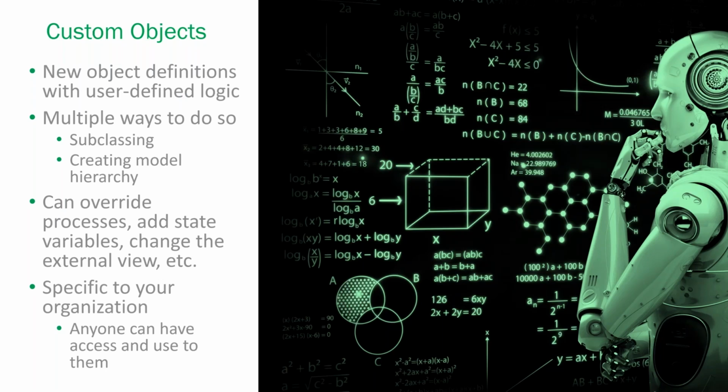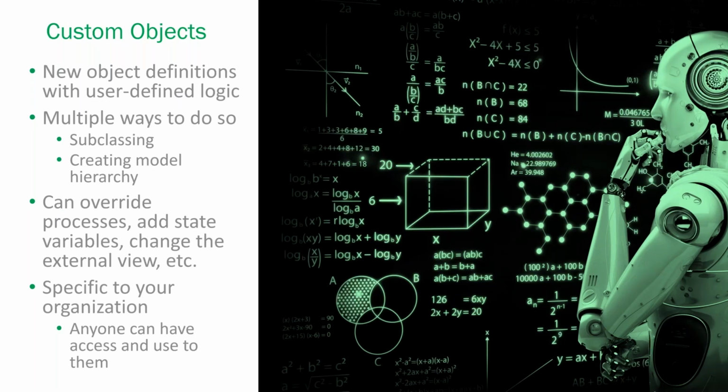procedures, basically. Subclassing an object from your library and creating a new object from what's given, and then creating a model hierarchy. So we're going to be looking at how to create submodels within a larger model. What's really useful about custom objects is you can override processes, add state variables, and change the external view of it so that you can really add as much logic to it as necessary and really represent an accurate representation of a station or a worker. And these are specific to your organization. So these can really be as specific as you need for your model.